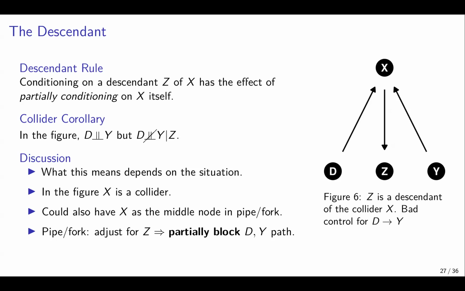So again, what the descendant does depends on the situation. Here we have a collider, but it could just as well have been the middle node in a pipe or a fork. If that were the case, then adjusting for Z would partially block the path from D to Y. So at this point, you may want to go back and remind yourself about the other three DAGs we've seen so that you can see how the descendant interacts with each of them.